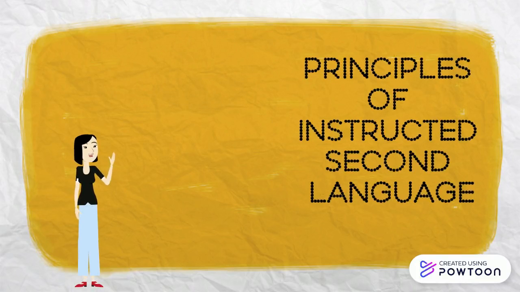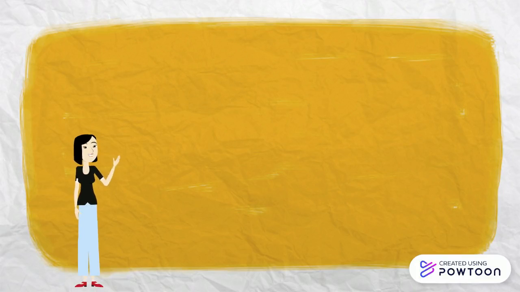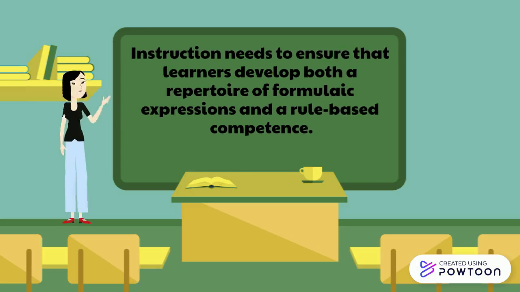Today we'll be talking about the principles of instructed second language. Principle number 1 states that instruction needs to ensure that learners develop both a rich repertoire of formulaic expressions and a rule-based competence.